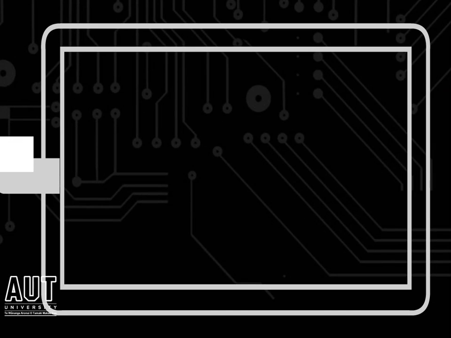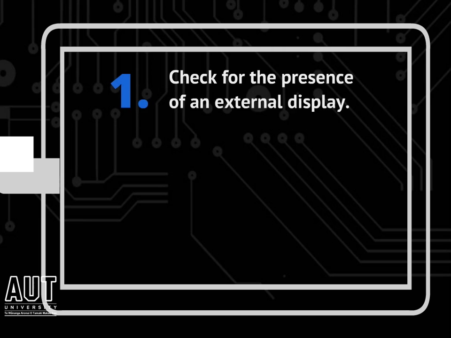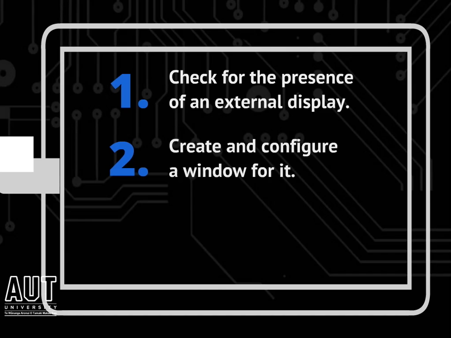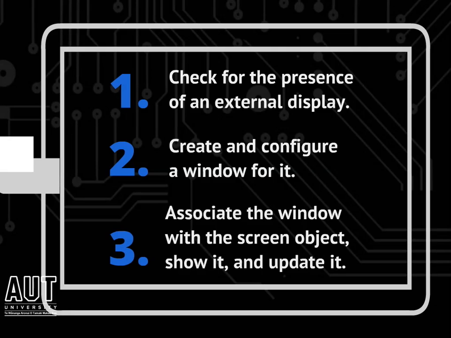So the process before we go to actually look at the code is you check for the presence of an external display. This usually happens at startup. You can create and configure a window for it, and then you associate the window with the screen object, show it, and update it.